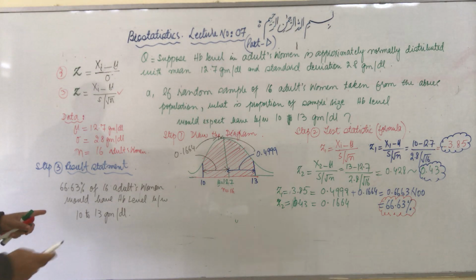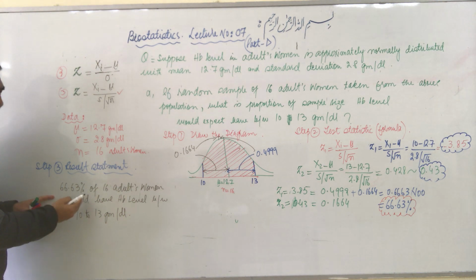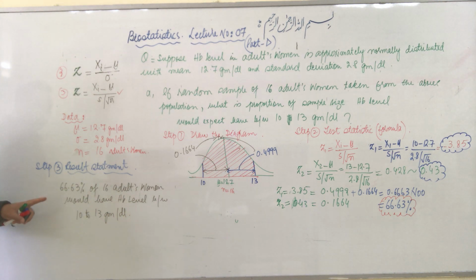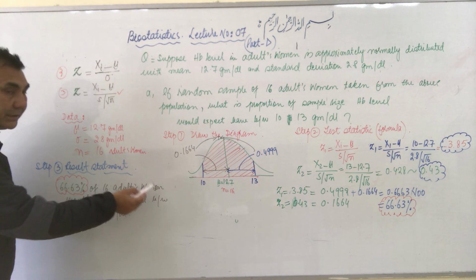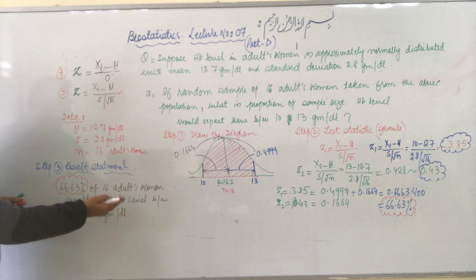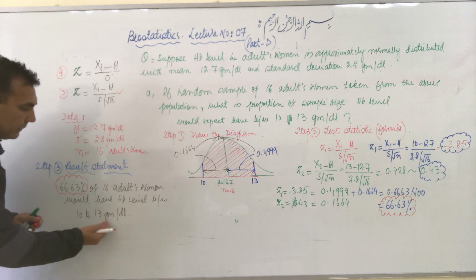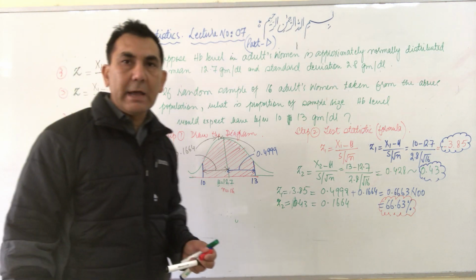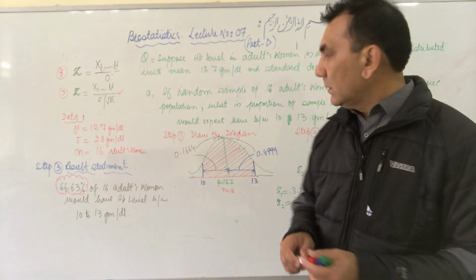In step number 3, we will write down the result statement. So what would be the result statement? That 63.63% of the 16 adult women would have the hemoglobin level between 10 to 13 gram per deciliter.